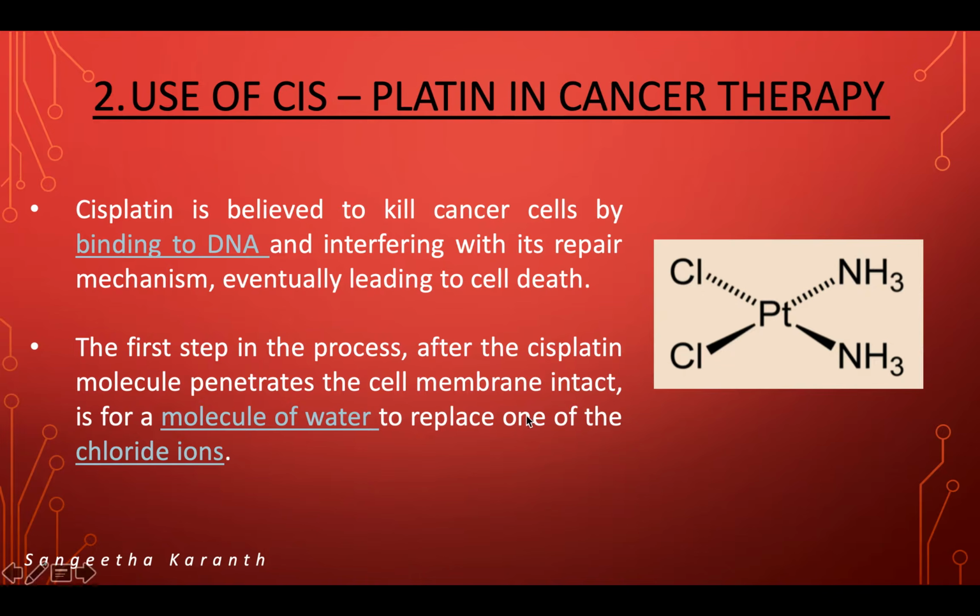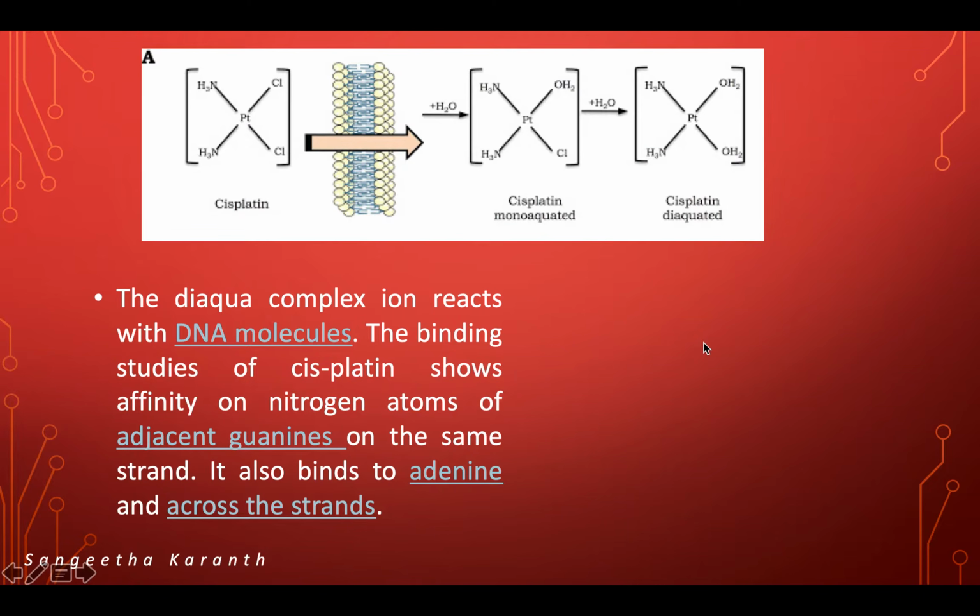In the first step, one of the chloro ligands is replaced by water. Cisplatin is administered into the body, and once it passes through the cell membrane, this chloro ligand is replaced by water. Next, one more chloro ligand is replaced by one more water molecule. So this is the cisplatin; once it passes through the cell membrane, one water molecule replaces one chloro ligand.